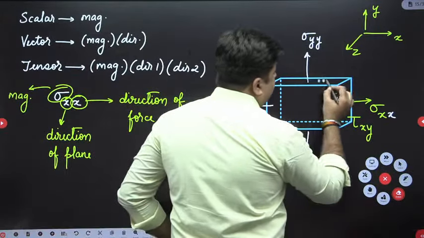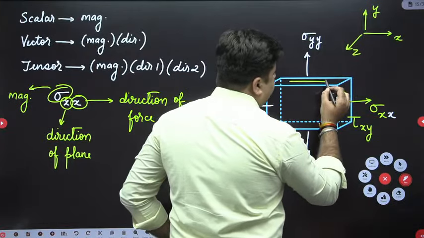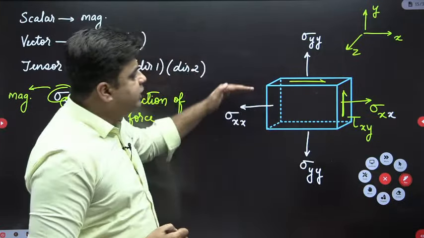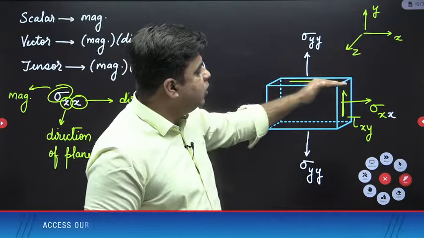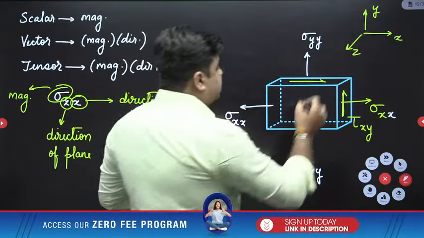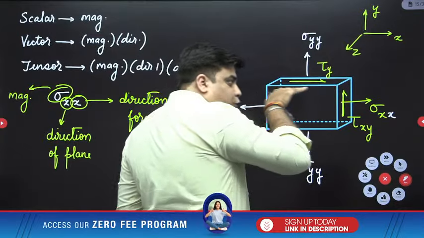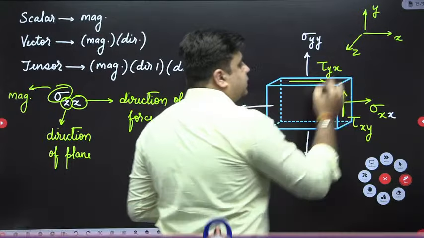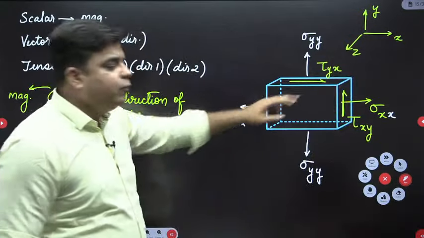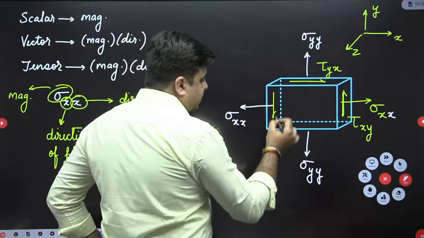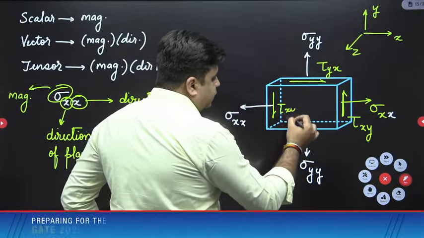Similarly, if I draw one shear stress like this, this shear stress is acting on y plane. Now who will cause this shear stress? The force along x direction will cause it. So this is tau yx. Similarly, I will draw like this. This is tau xy and this will be tau yx.